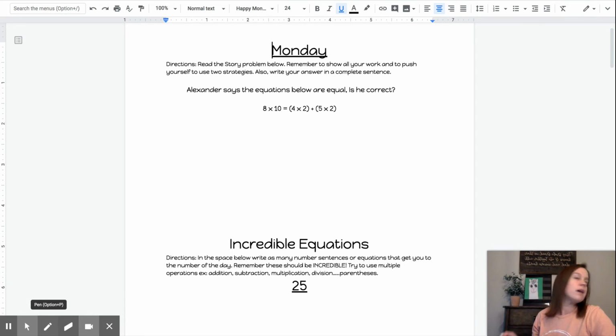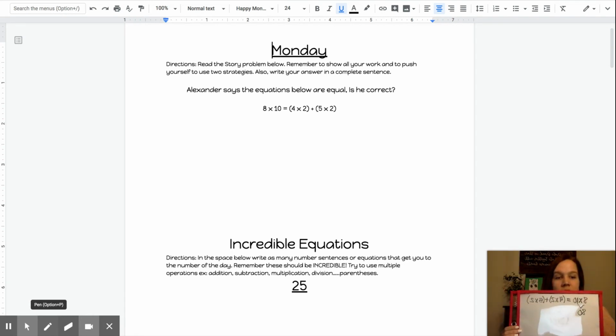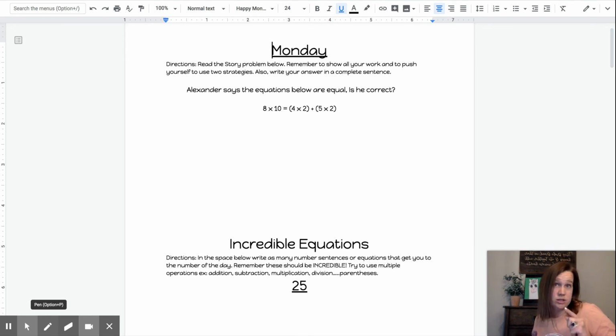So now I have to go to the other side of the equation and prove these two equations. I have 4 times 2, close parentheses, plus, open parentheses, 5 times 2, close parentheses. So I know orders of operation. I have to solve what's inside of the parentheses first before I can add the two products together. And don't forget, product is the answer to a multiplication sentence.